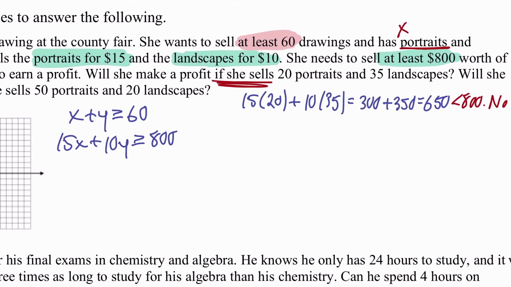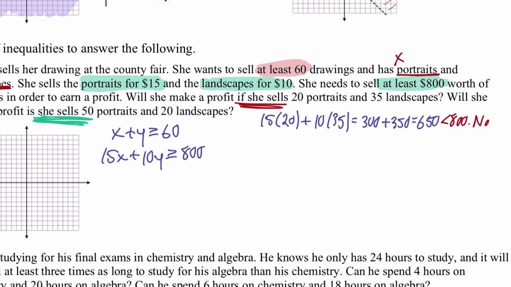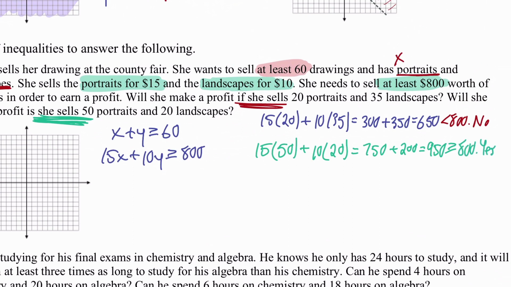Now, second question. So will she make a profit if she sells, let's go green on this, 50 portraits and 20 landscapes. I'll do that over here in green. Okay, so 15 times 50, that's a lot of portraits, plus 10 times 20. And notice also that this is 70 drawings total, which is what she wanted. So 15 times 50 is 750, plus 200, so 950, which is greater than or equal to 800. So yes, she does make a profit.